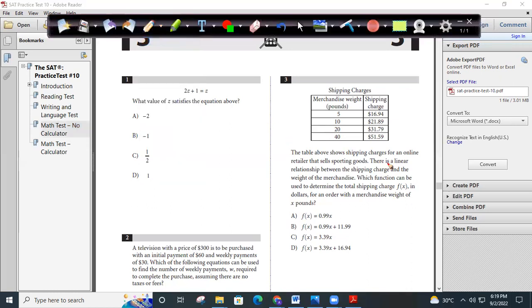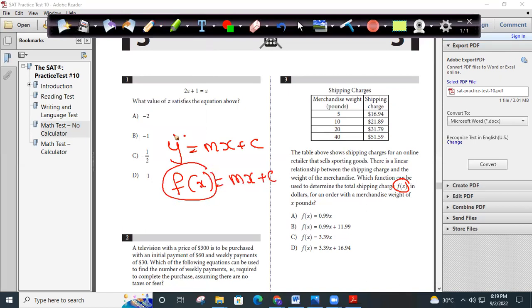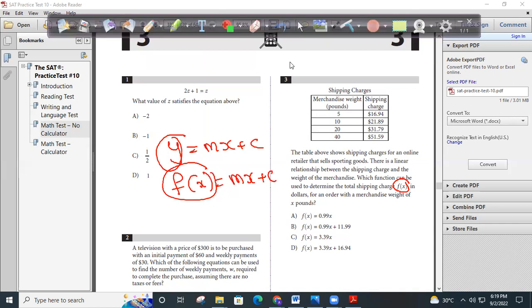And one more thing I would like to highlight: f of x and y both are the same. y is equal to mx plus c, or I can also write f of x is equal to mx plus c, because y is a function of x. f of x and y are frequently interchangeable terminologies. You can use either of these at any point of time that you like.